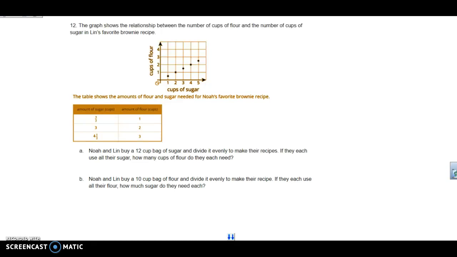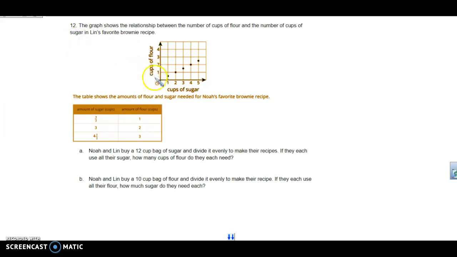Looking at 12, we're comparing two brownie recipes. So it says the graph shows the relationship between the number of cups of flour and the number of cups of sugar in Lynn's favorite brownie recipe, and the table shows the amount of flour and sugar needed for Noah's recipe. Again, the first thing that we want to do is to find slope, which will allow us to compare those.